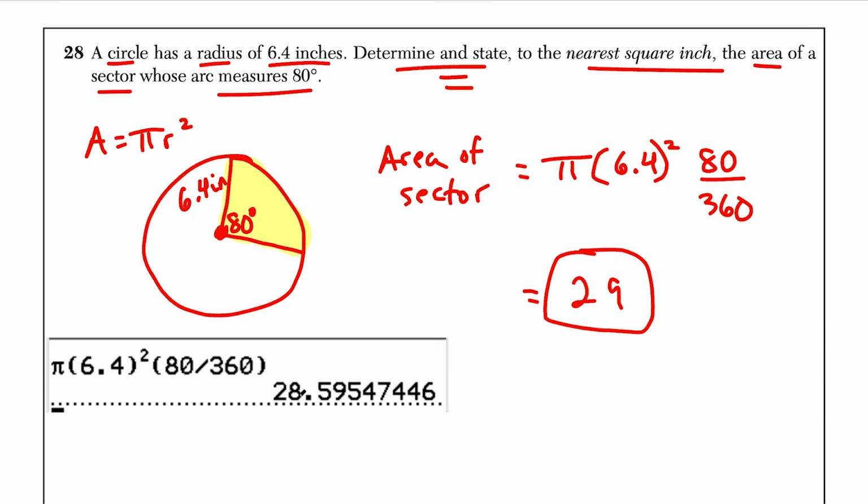Now, just to recap real quick, how do we get 29 out of this? Well, to the nearest whole number, the ones place is here. We look to the right and it's a 5. So that tells us to round up. So that's why we're rounding up here to 29, and that's our solution.